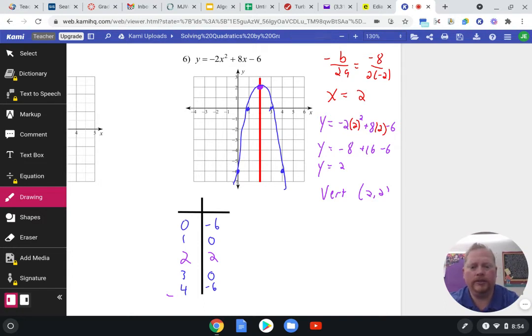So my solutions, x equals 1 or 3. Or we said 1 and 3, that's fine too. Okay, they both work. So those are my answers. All right, let's try another one.